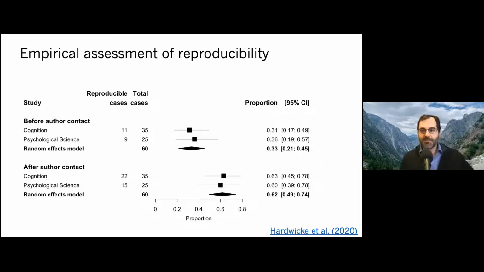Because Tom is a glutton for punishment and believes in replication, we actually replicated this study with another sample of manuscripts from the journal Psychological Science. There's an additional sample of 25 manuscripts. The results were very similar. Our protocol differed very slightly, but the meta-analytic means stayed very close to about 1/3 being reproducible before author contact and 2/3 being reproducible after author contact.